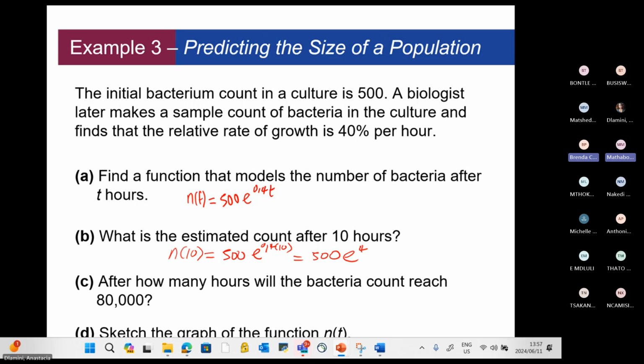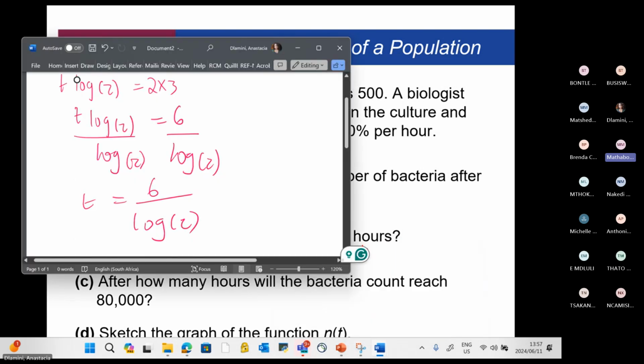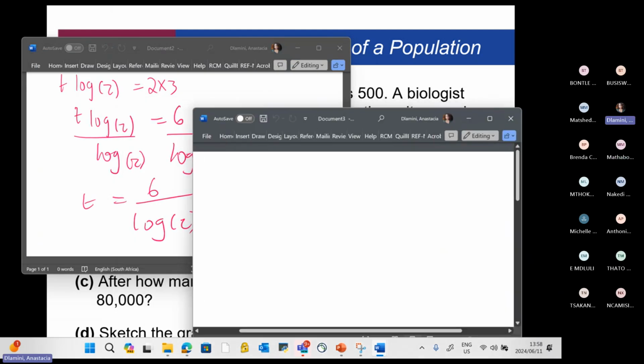Ma'am, I think since we are solving for t, that means 80,000 is our N(t). And we're going to say 80,000 is equal to 500 e to the power of 0.4t, then solve for t.